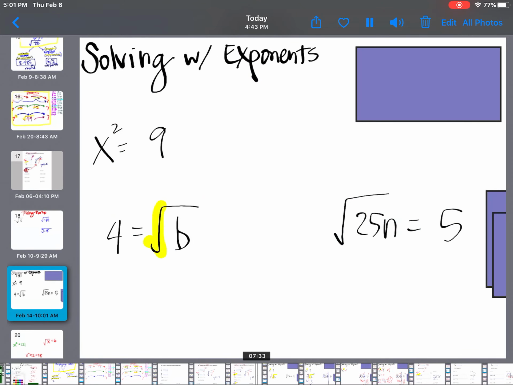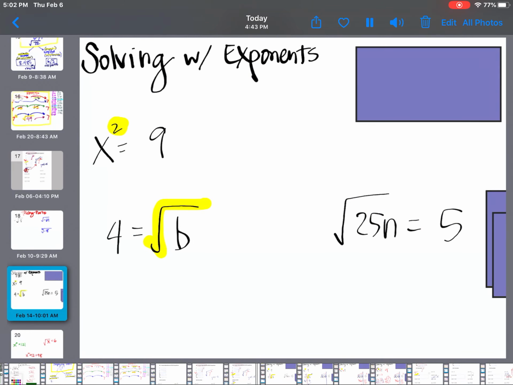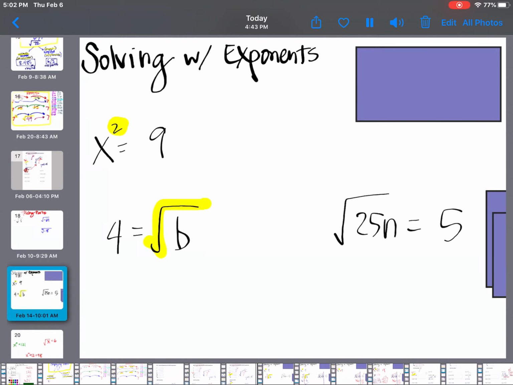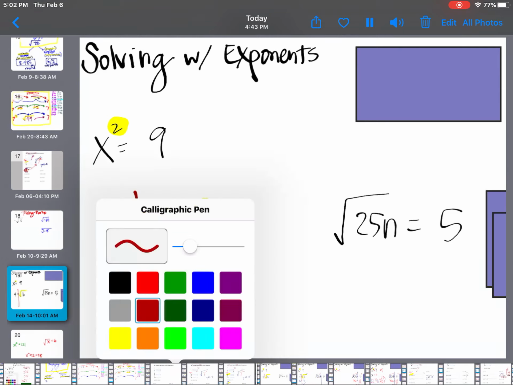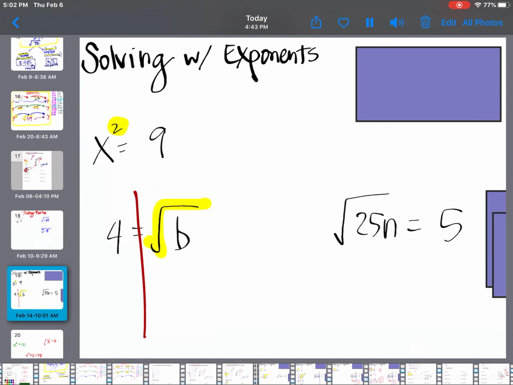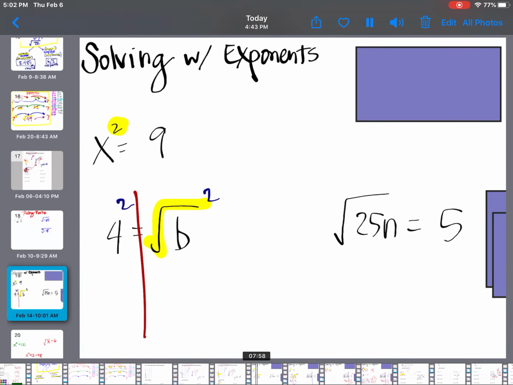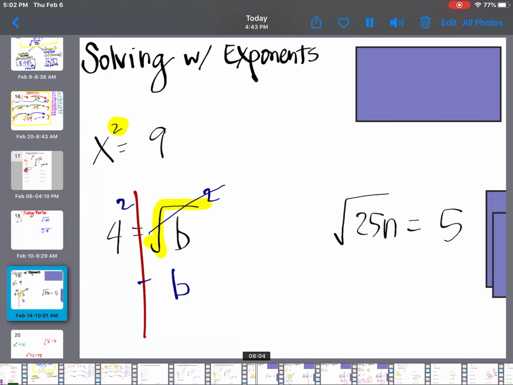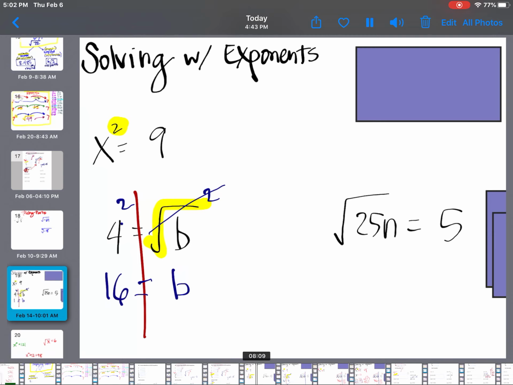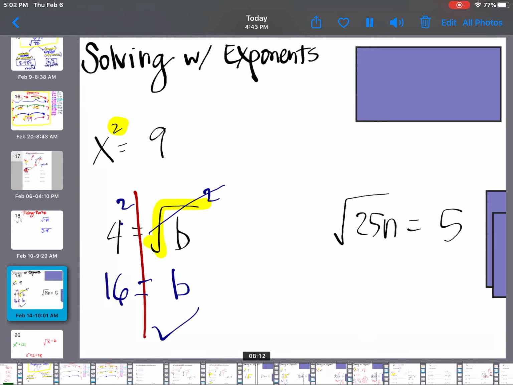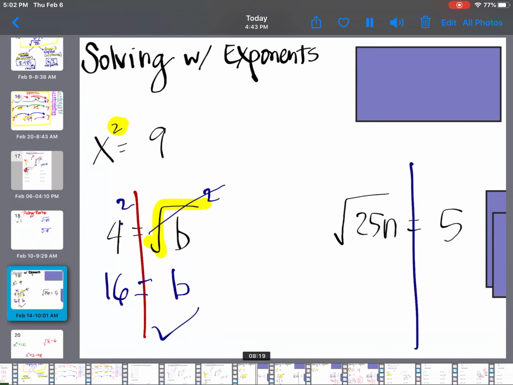So let's look at some of these problems. Let's try this one first. The square root of b equals 4. We know that the inverse of square root is squared. So we're going to square both sides. Those cancel and leave us with just b. And 4 to the second power is 16. That is our answer.